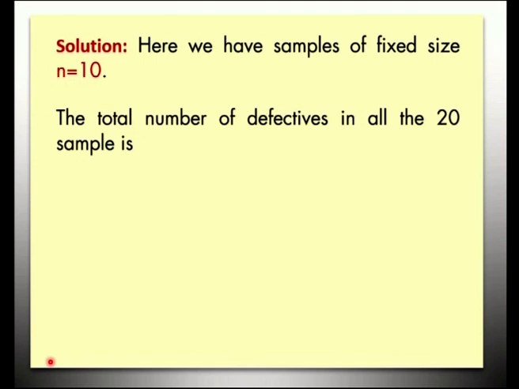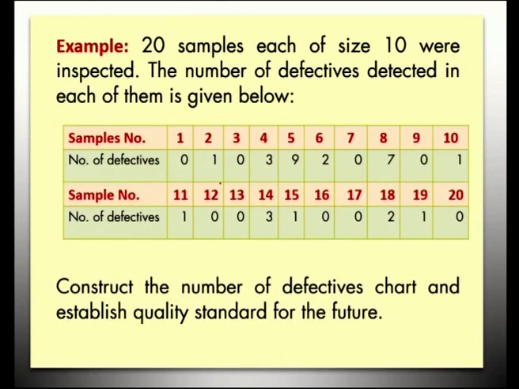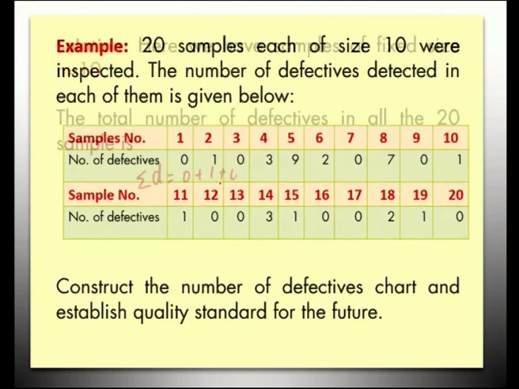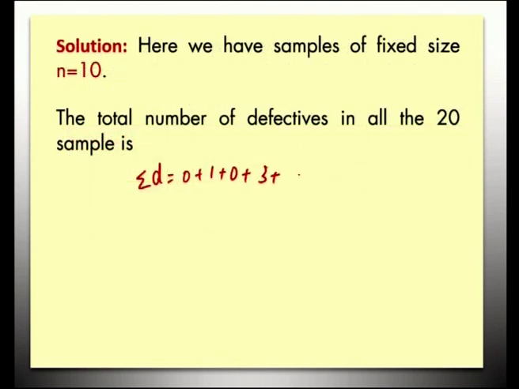Here we have samples of a fixed size n equal to 10. The total number of defectives in all the 20 samples is summation D equal to 0 plus 1 plus 0 plus 3 plus etc. It goes up to 2 plus 1 plus 0. And the value comes to be equal to 31.